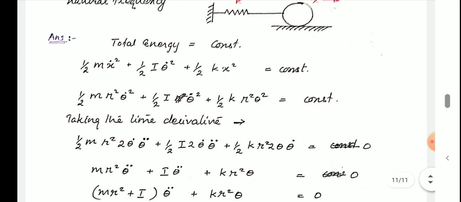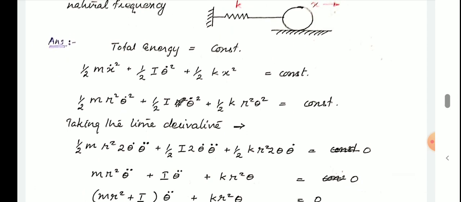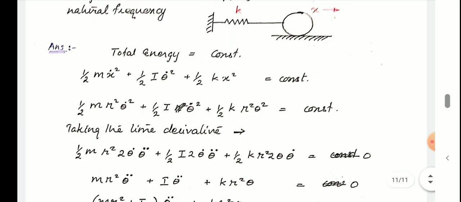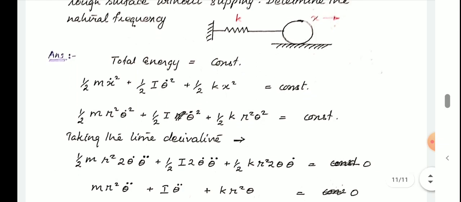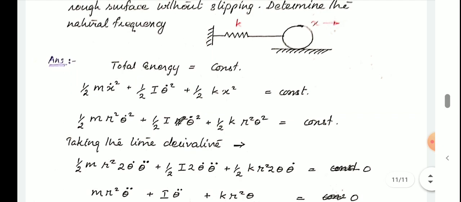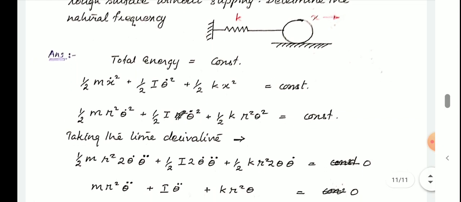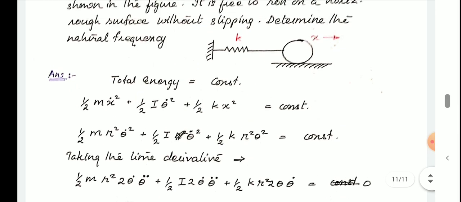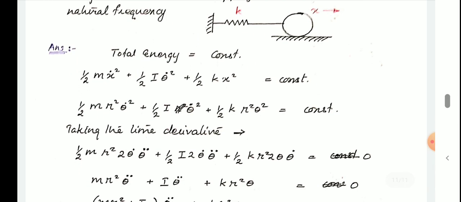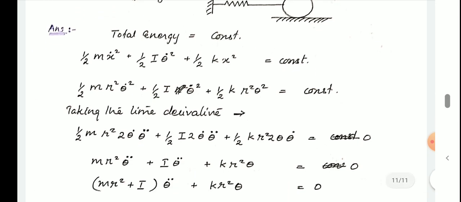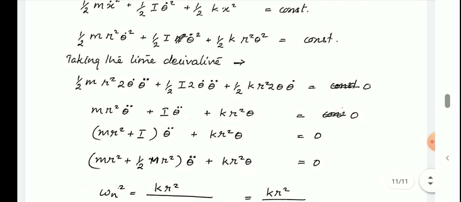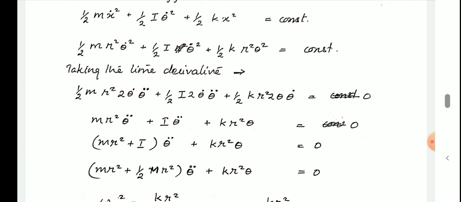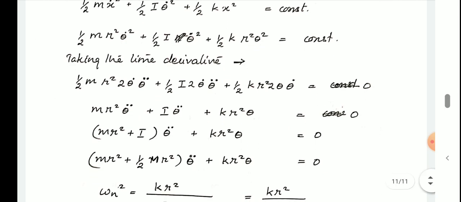Elaborating that equation, we have half into m into, in place of x, we are substituting r into theta as in the previous question, and for theta dot we have r into theta dot. Hence x dot square will become r square theta dot square, which will remain the same, and x square will become r square theta square. Now taking the time derivative of this elaborated equation and applying the chain rule just as in the previous numerical which we have done, you get the lengthy equation with three terms consisting of theta dot and theta double dot.